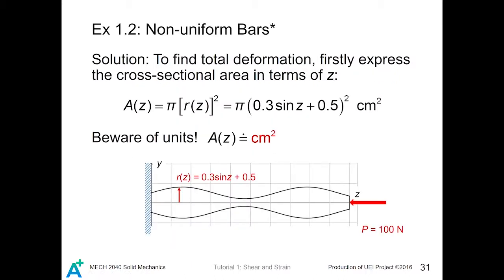Next, we want to find the total deformation of this circular bar with the variable cross-sectional area. If you still remember, delta equals the integral from 0 to L of P dz over E A(z), where P and E are both known. For A(z), we know that it is a function with dependent variable z. Therefore, we can write the cross-sectional area in terms of z. Area is pi r squared, and R is given by this formula. Therefore, A(z) can be written in this form.